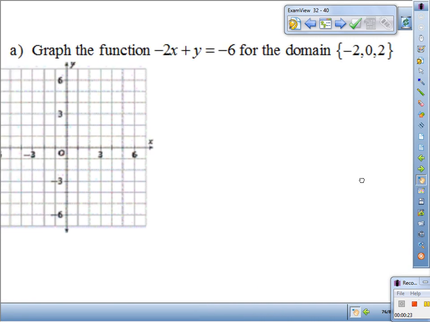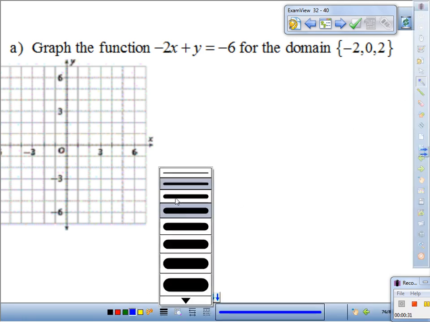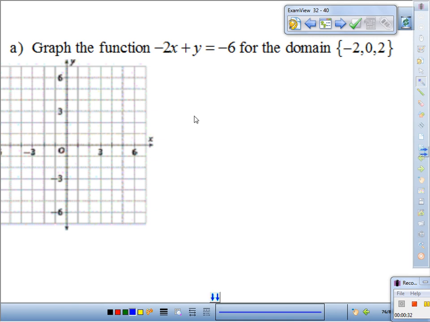They're asking us to graph the function negative 2x plus y equals negative 6 for the domain negative 2, 0, and 2. So first thing, when we started graphing, what is the first thing I asked you guys to do? Solve for what? Y. So we add 2x, we end up with y equals 2x minus 6. But now they give us a domain to use, which means we need to make a table. And the table should look like this.